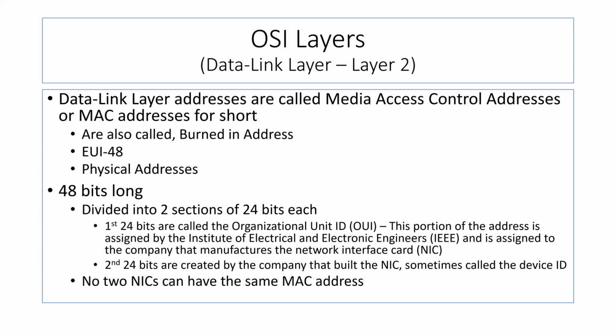So what happens is, if you decide you want to build a network card, you approach the IEEE and say, hey, I want to build a network card. They will assign you an ID, a 24-bit ID. And every network card you build has to have that 24 bits in it. It has the first 24 bits. The second 24 bits can be assigned by you or the company who builds the NIC. And that second 24 bits, a lot of times we'll call that the device ID. So we have the OUI and the device ID. In theory, no two NICs can have the same MAC address.